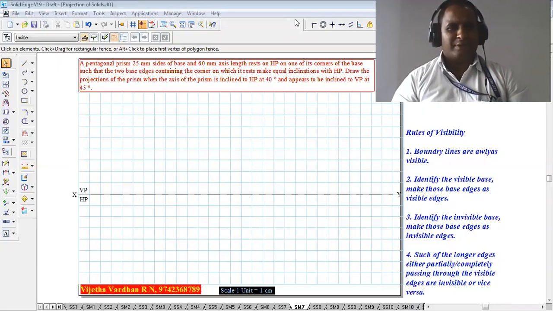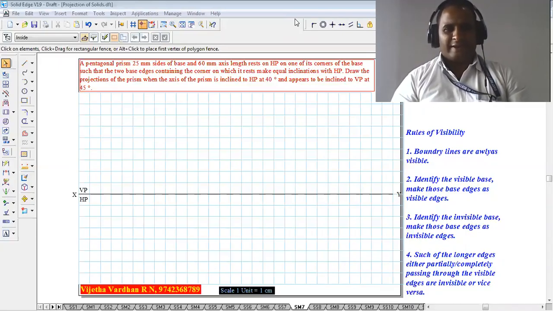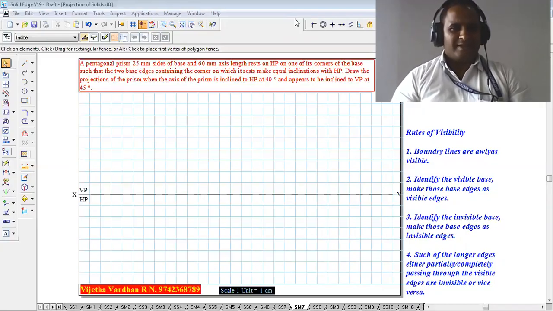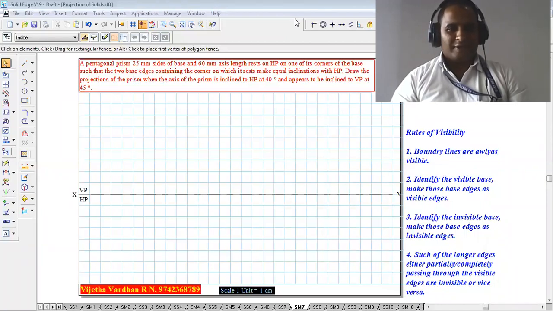Now we have an example, as shown: a pentagonal prism, 25 millimeter sides of base and 60 millimeter axis length, rests on HP on one of its corners of the base, such that the two base edges containing the corner on which it rests make equal inclinations with HP. Draw the projections of the prism when the axis of the prism is inclined to HP at 40 degree and appears to be inclined to VP at 45 degree.